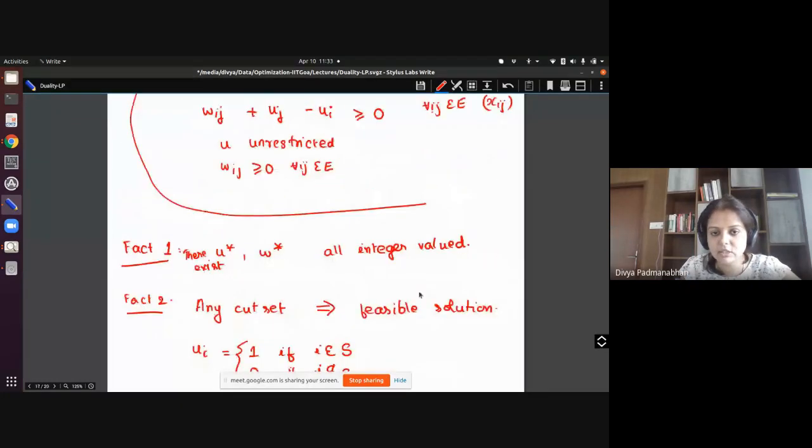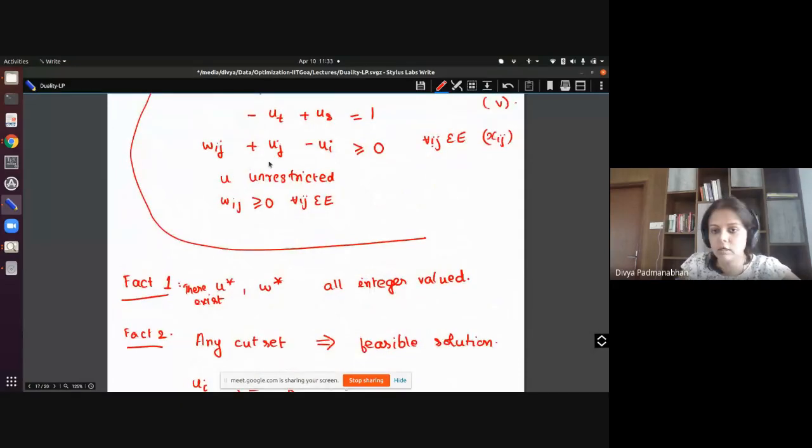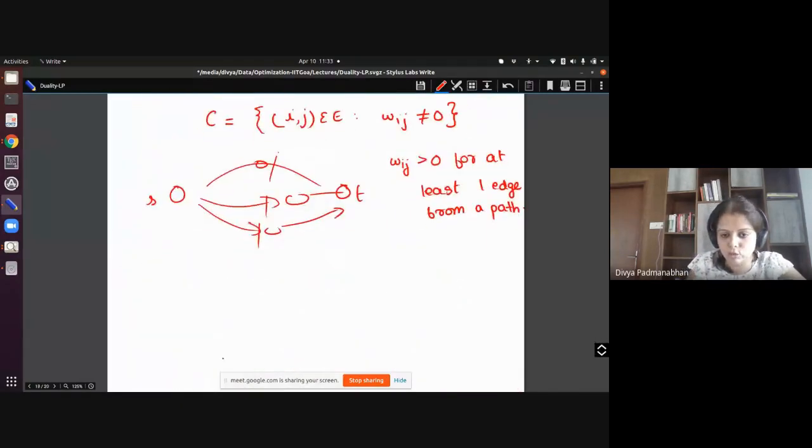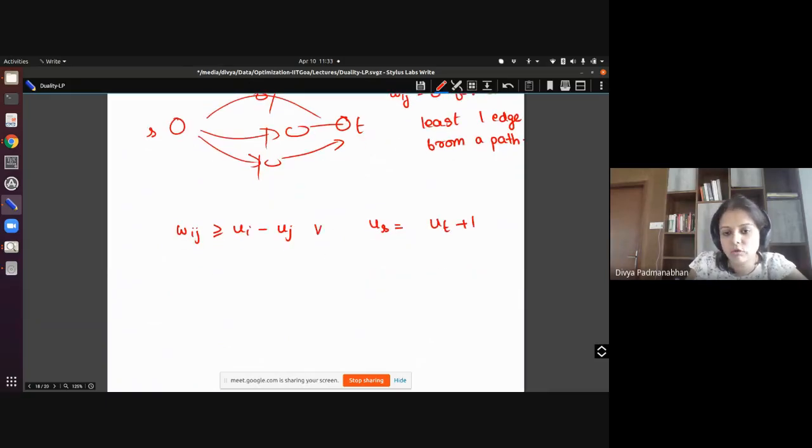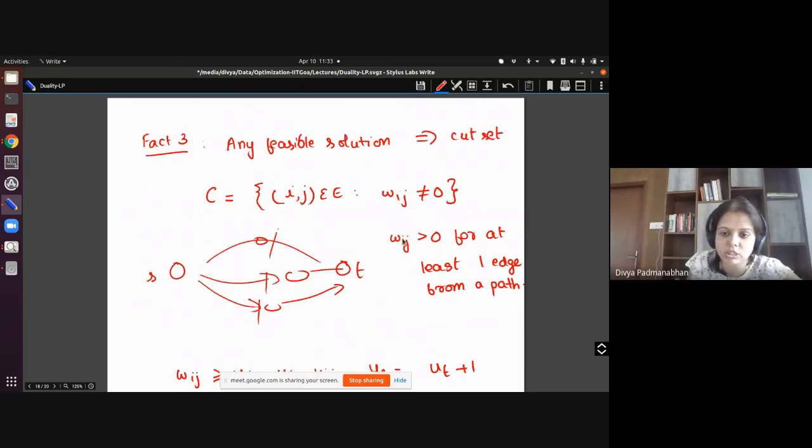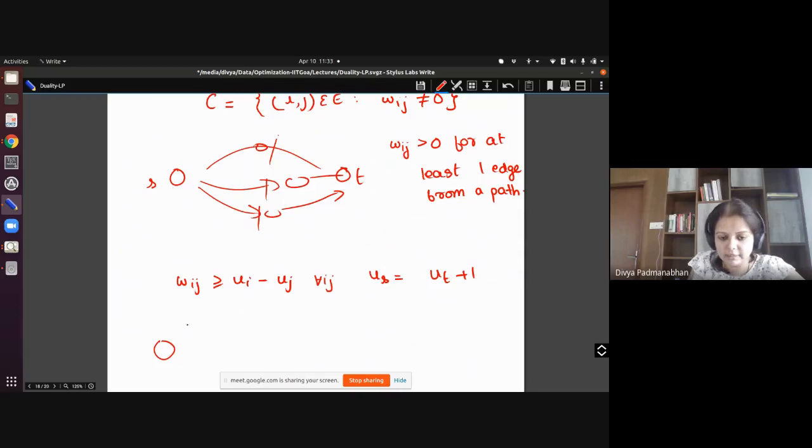The constraint you have is Wij is greater than or equal to ui minus uj. Let me write that. And you have Us equal to Ut plus 1. This is true for all edges. So let's see, suppose there is a path which has not been cut. So there is a path for which Wij is equal to 0 for all edges. There's a path like this from S and so on up to T.